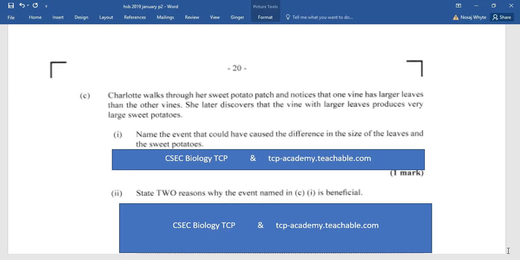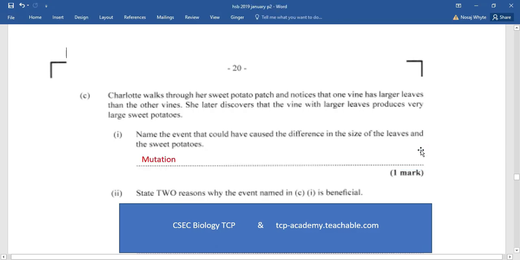First, this is not genetic engineering because she had walked through the field. This was not something that was intentionally done, so we can only look towards mutation. If it's not genetic engineering, then it's going to be mutation, which is going to be something by nature in this case. So mutation is our answer here.